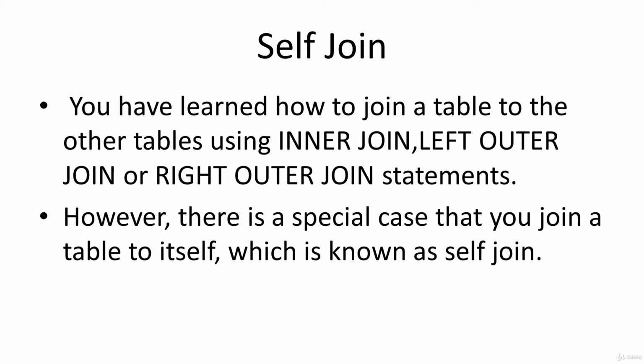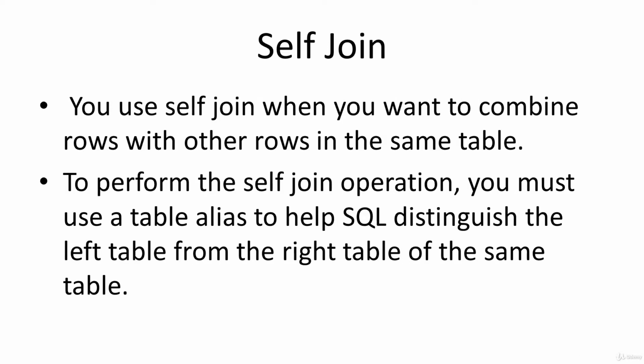So you've already learned how to join a table with other tables using things such as an inner join, a left outer join, or right join, etc. However, there is a special case where you join a table to itself, which is known as a self-join. You use self-join when you want to combine rows with other rows in the same table.